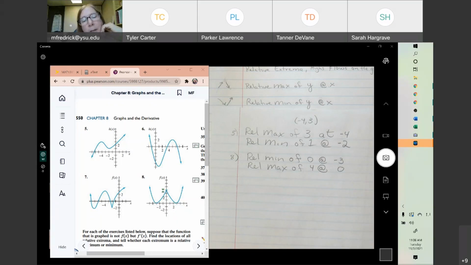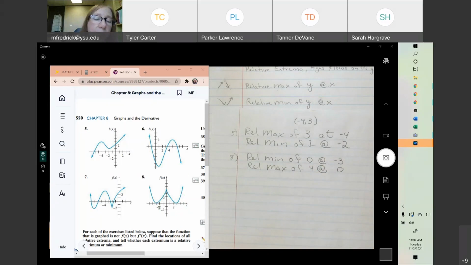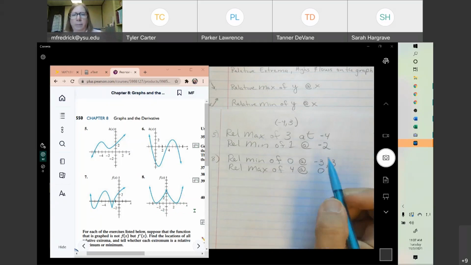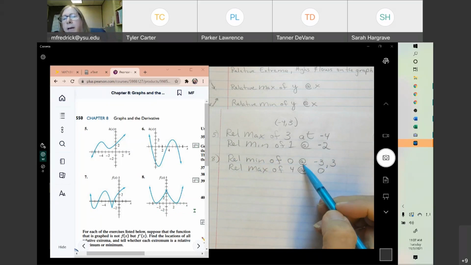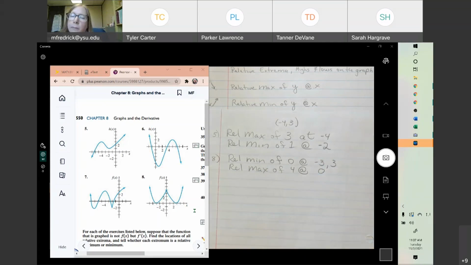So the last one, we're decreasing and then increasing. So this is a min, and it's a min of 0 at 3. Now we already have a min at 0, so we have 2 of them. Notice they're both reaching the same y value. So you can put them together. Even MyLab, a lot of times it will have you put them together. Relative min of 0 at -3 and 3. Any questions on that?